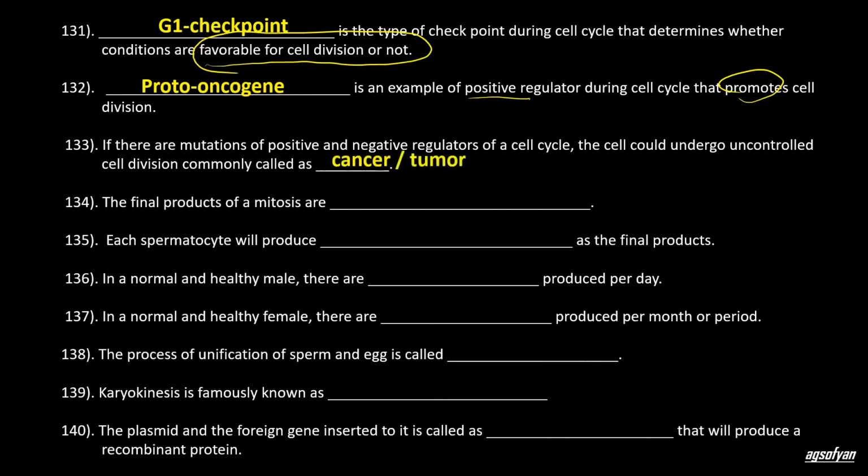The final products of mitosis are blank. So what are the final products? It will be two identical daughter cells.